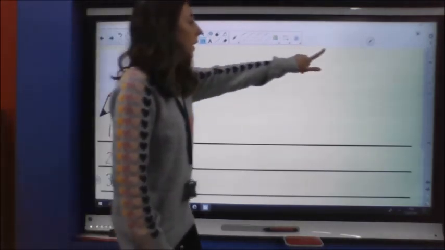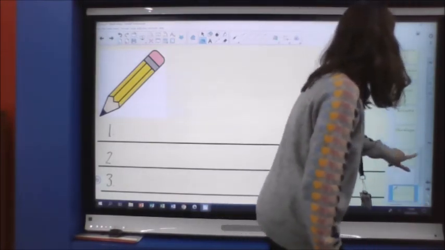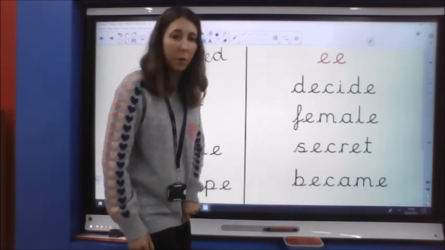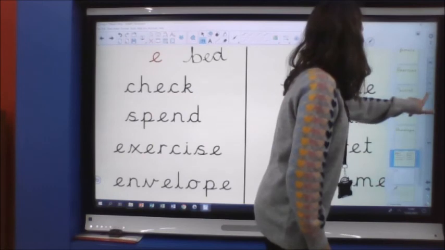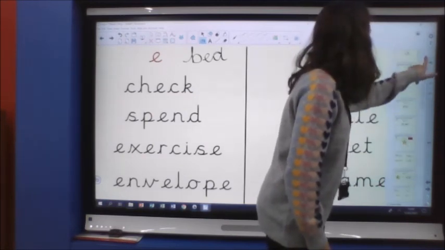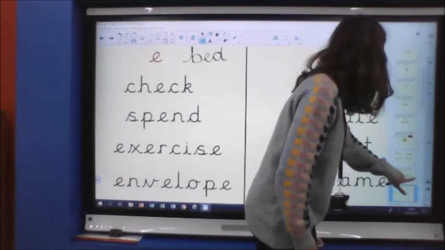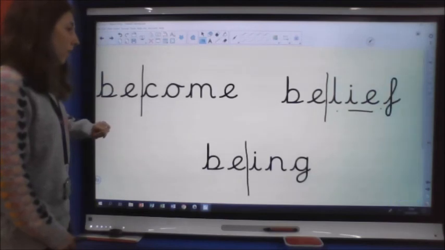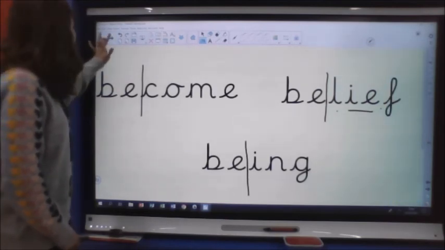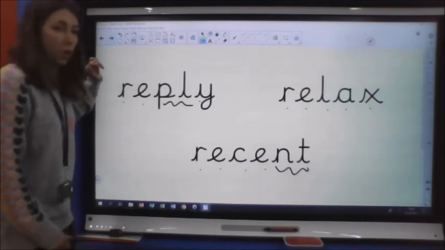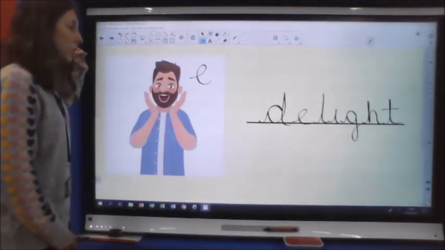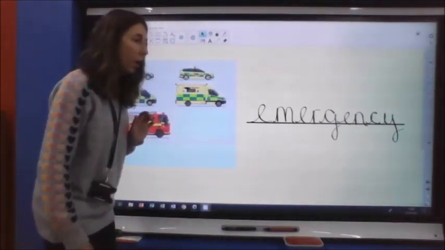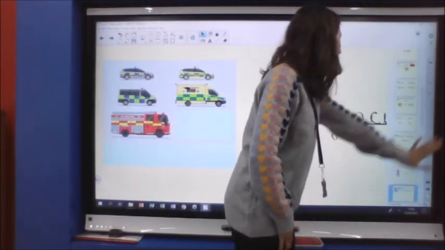So let's have a quick flick back over which E words we've used. You may want to put one of those words in a sentence. You may also want to use some of the ones we did earlier. We had our tricky words there. We also had those words that started with B, and we also had some words that started with re. And then you've also had a go at spelling delight and emergency. So you can have a go at hopefully coming up with those sentences of your own.